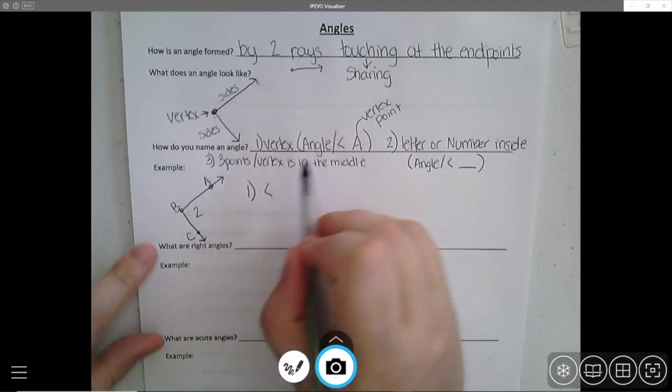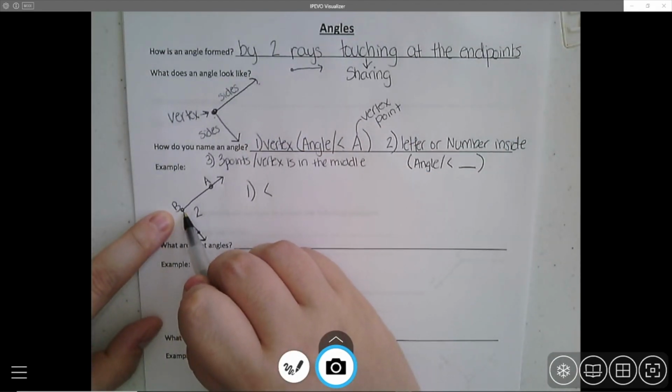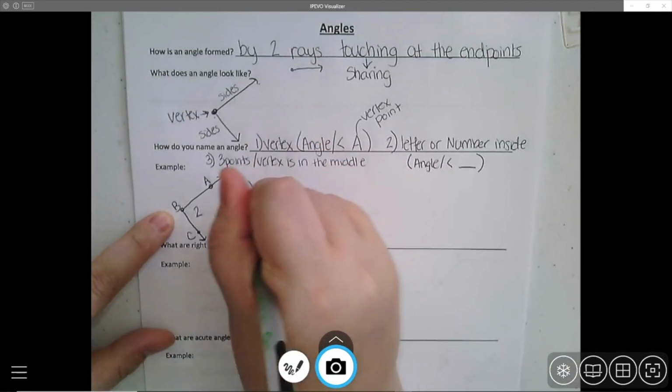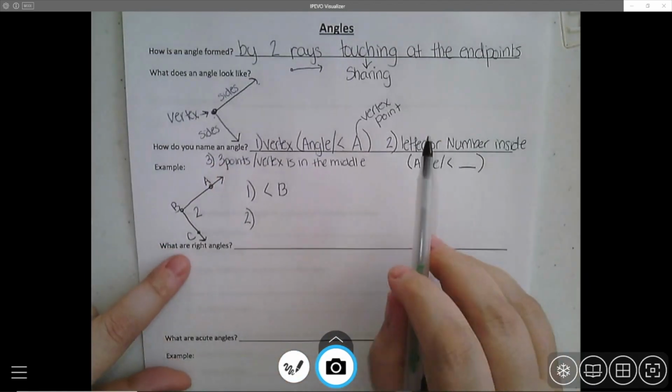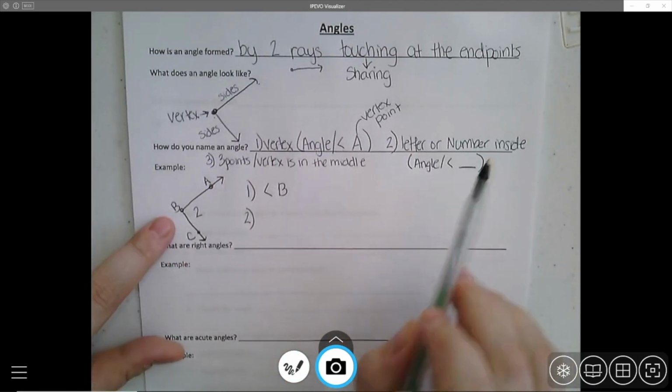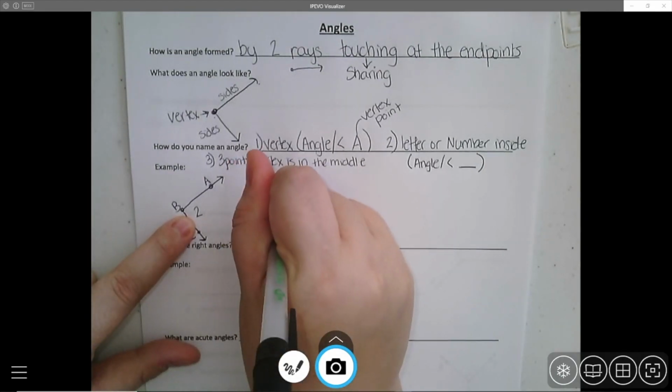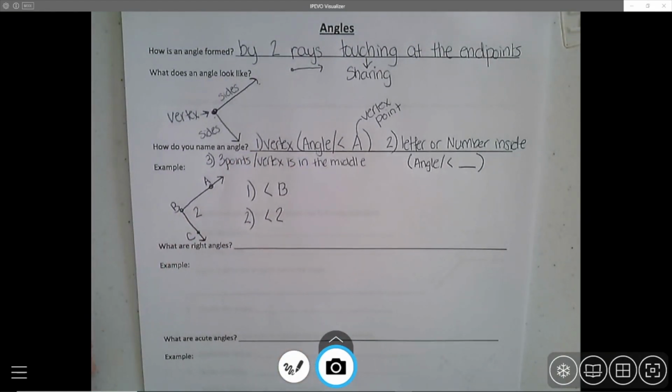And then if I'm naming it from the vertex, the point in the middle that they share is B. So I can name this angle B. Okay, if I go to the second way, use it with a letter or a number inside. Inside my angle, I see a 2. So I can also name this angle 2.